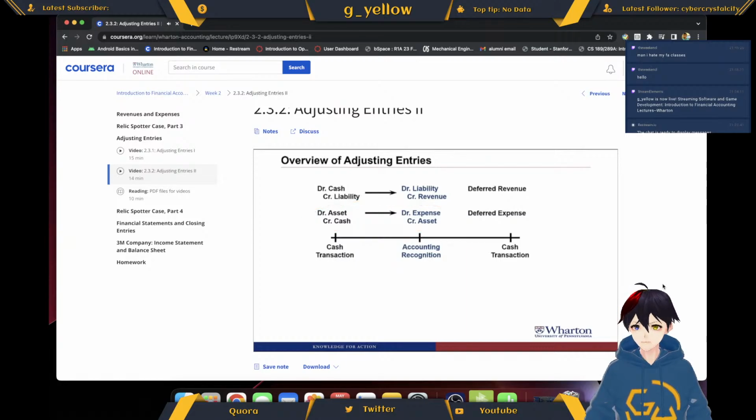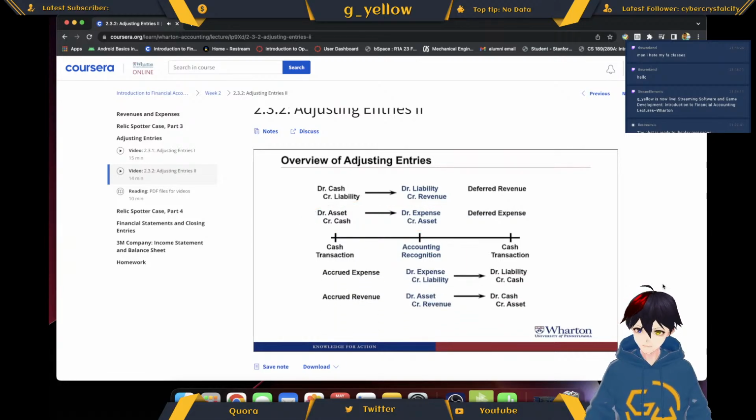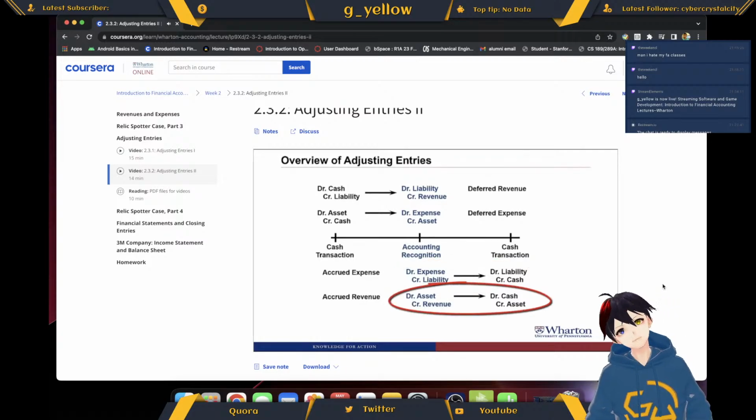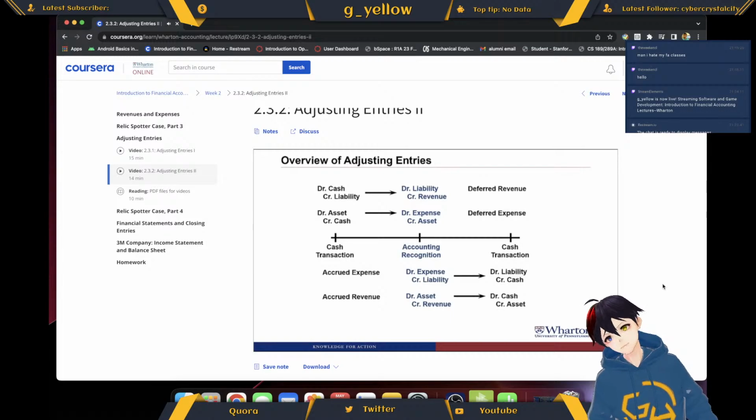bridge the gap. For accrued expenses and accrued revenue, now the expense and revenue recognition is happening before the cash transaction. If we have to recognize an expense before we pay cash, we need a liability to bridge the gap, and that liability is going to be a payable. If we book revenue before we receive cash, then we need an asset to bridge the gap, and that asset is going to be a receivable. So all of the adjusting entries that we talk about are going to fit into one of these four categories.